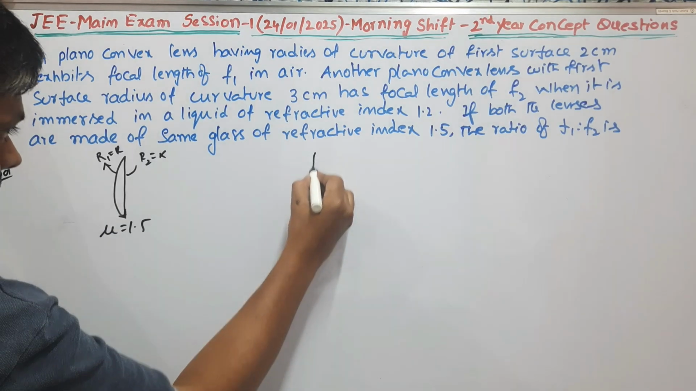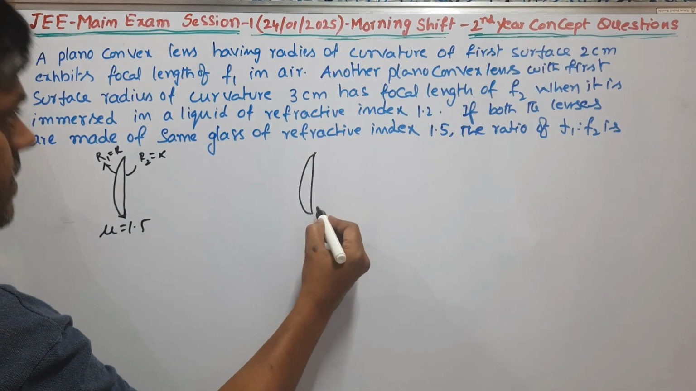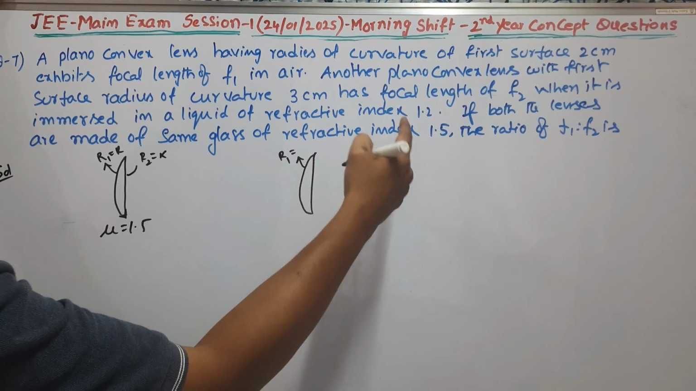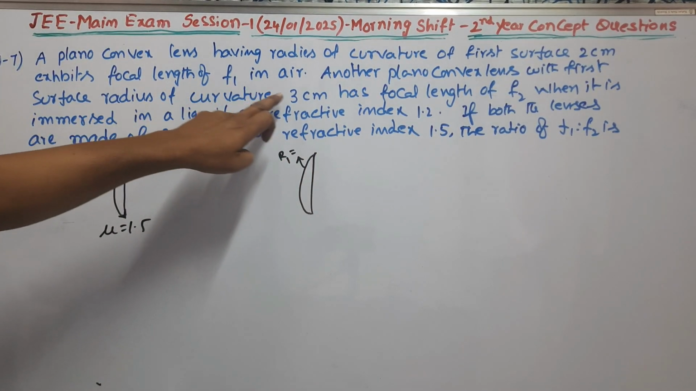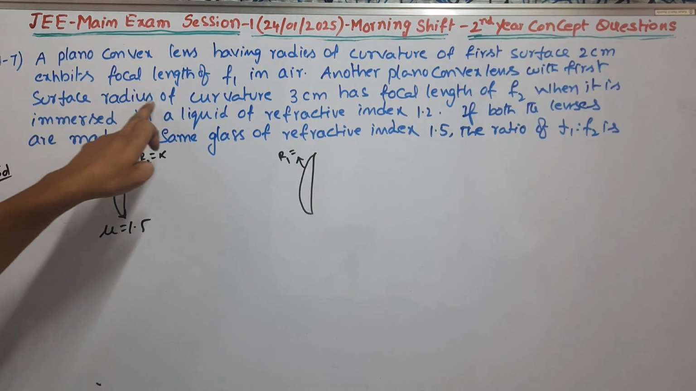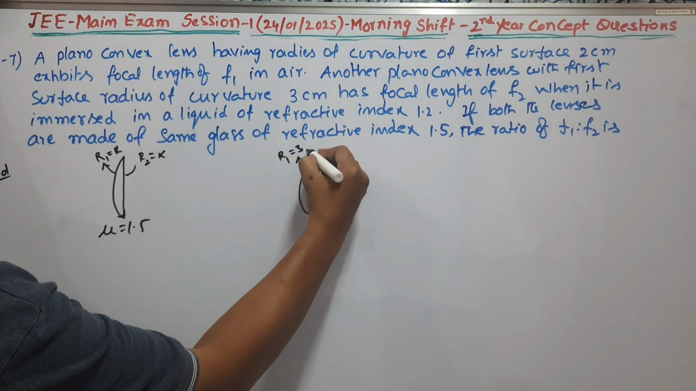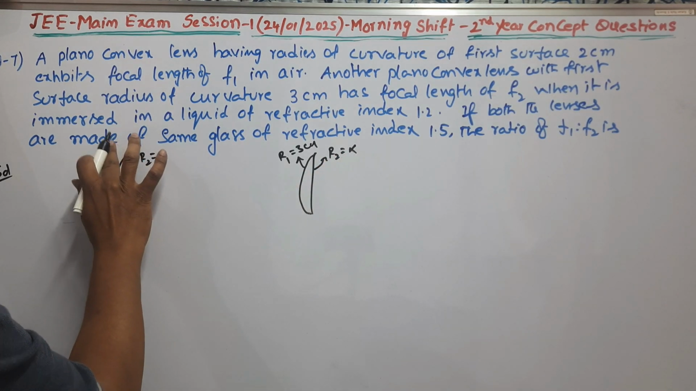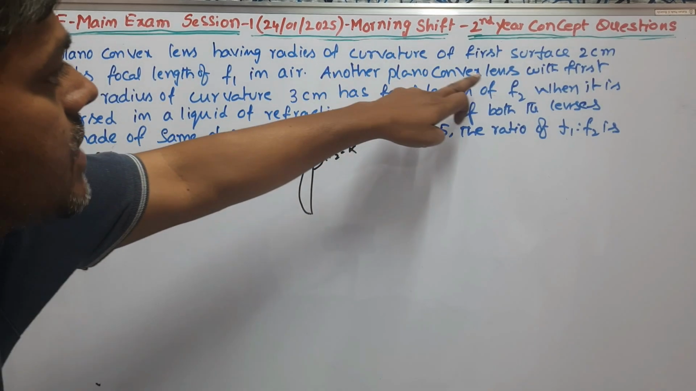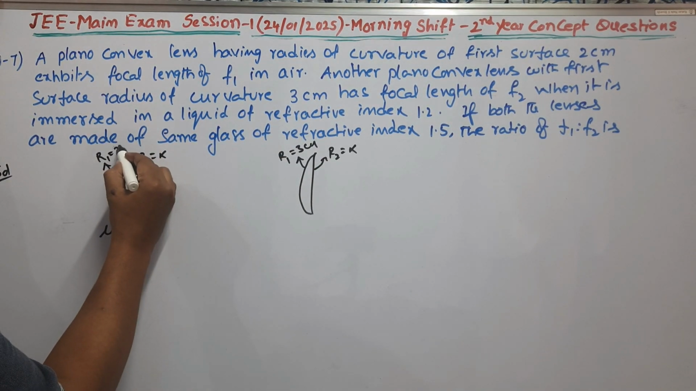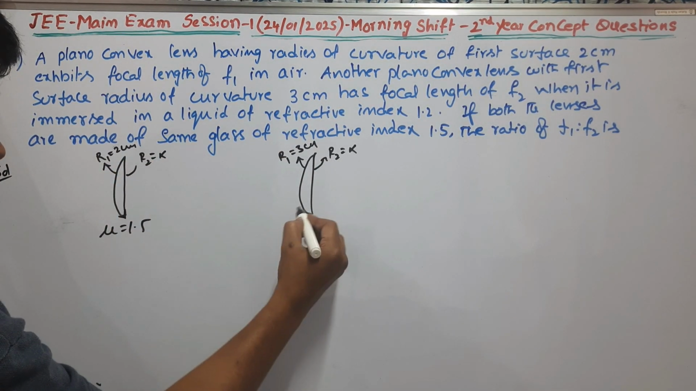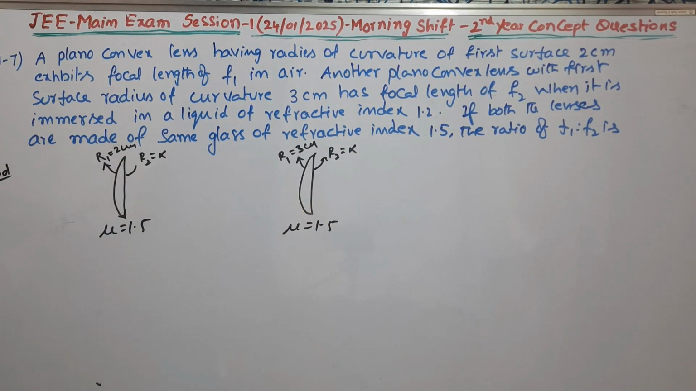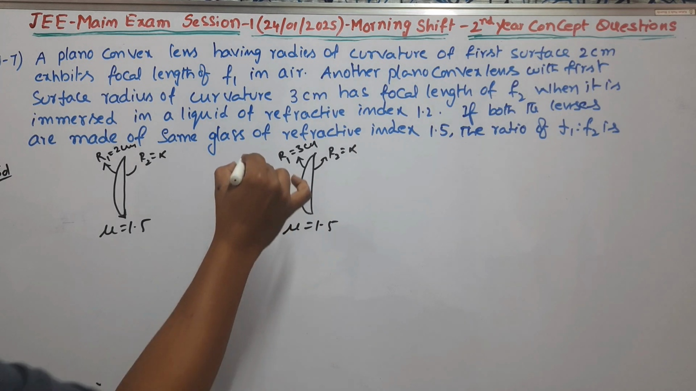Next, another plano convex lens, its radius of curvature R1 is given: the first surface is 3 centimeter. R1 is equal to 3 centimeter, and R2 is equal to infinity. Here R1 is also given for the first lens: radius of curvature of first surface is 2 centimeter. Both are made up of the same glass of refractive index equal to 1.5. But this one is kept inside water.